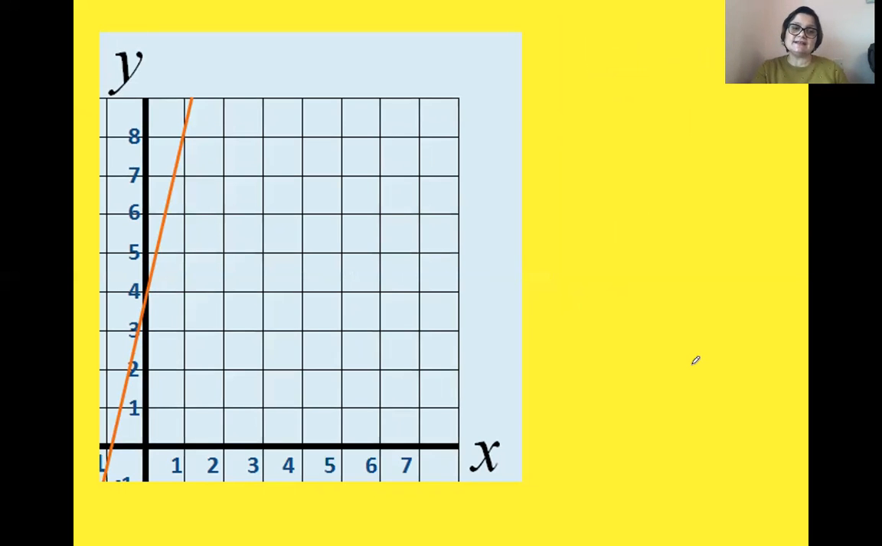We can do exactly the same thing for this. For this line, select two perfect points. I'm going to select this point here and this point there. All right. Build the right angle triangle. Right, is this one here. Don't forget the signs, both positive.